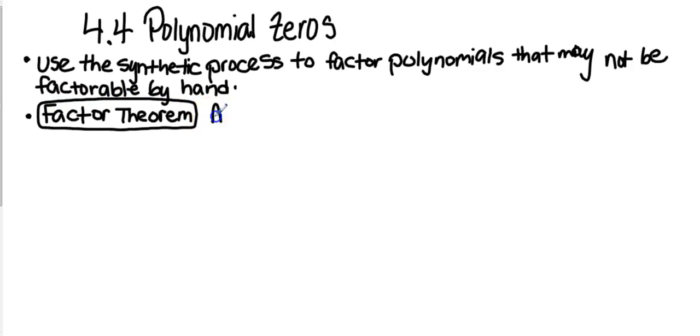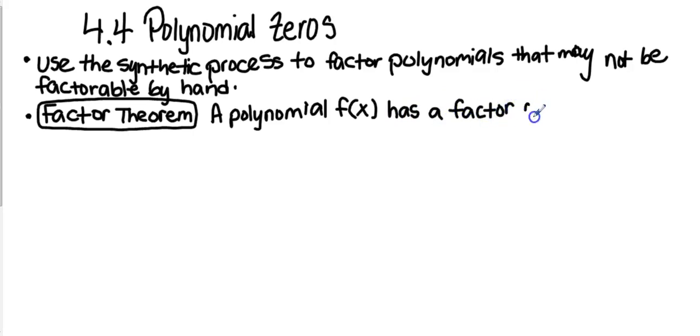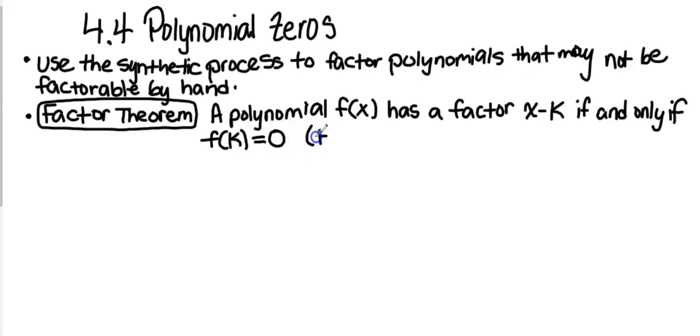The factor theorem states a polynomial f of x has a factor x minus k if and only if f of k equals 0. In other words, the remainder is 0.